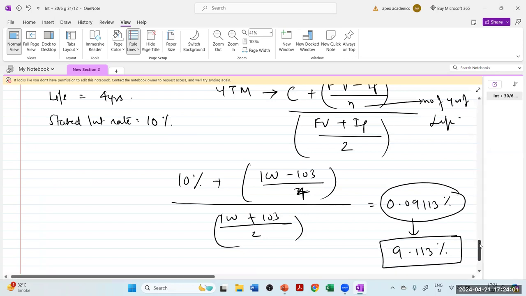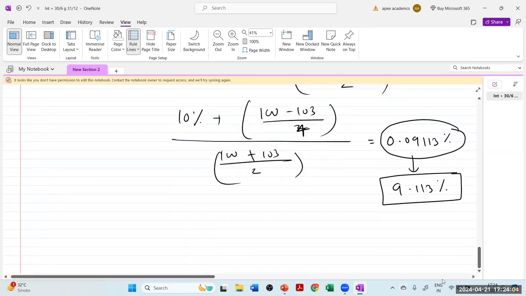9.113%. What is it? Yes. 9.113%. Right? That's how you calculate yield to maturity. Now, please hold on for a second, please. Just hold on for a second.